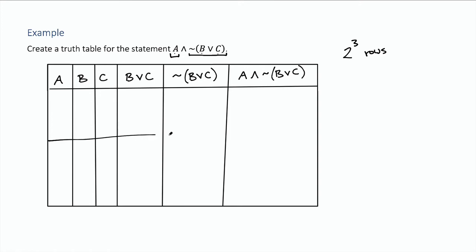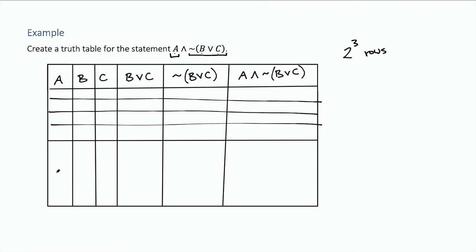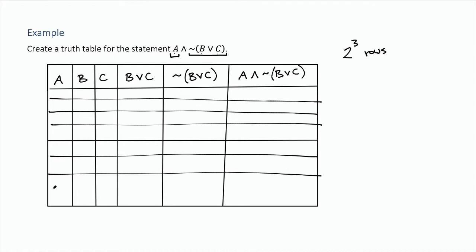So hopefully I made this big enough. So we'll go ahead and split this into 8 rows. All right, there are the 8 rows for our truth table.